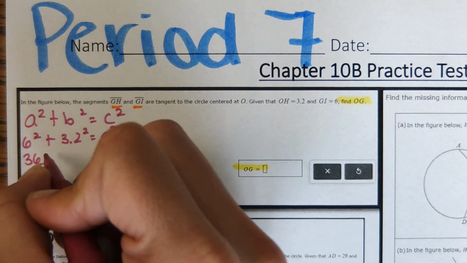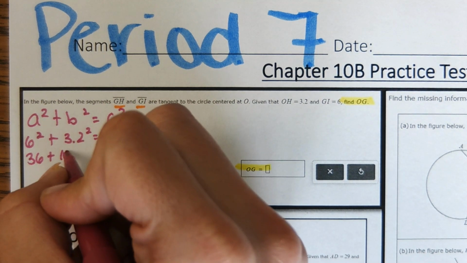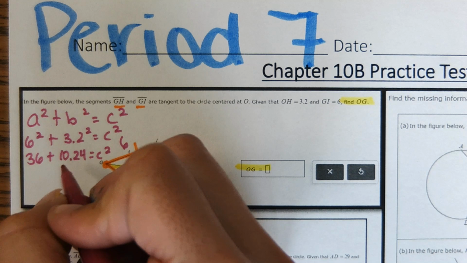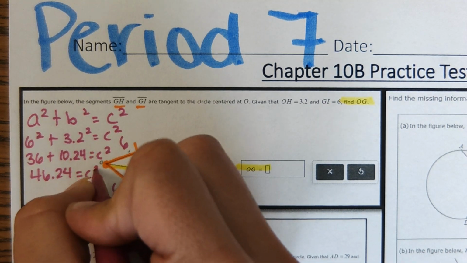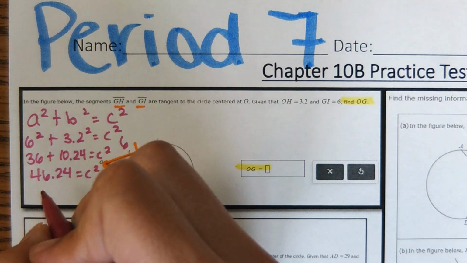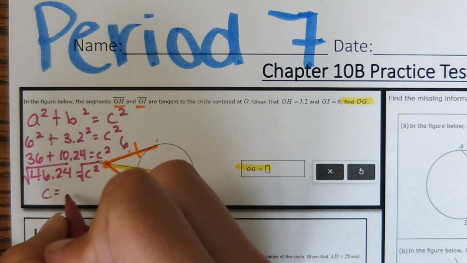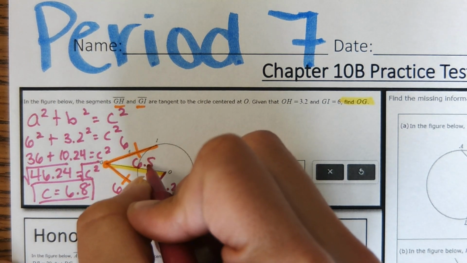6 squared is 36. 3.2 squared is 10.24. And then 36 plus 10.24 is 46.24. And then take the square root of both sides, and c is 6.8. So that is your length of OG.